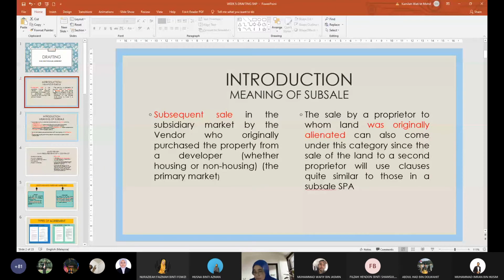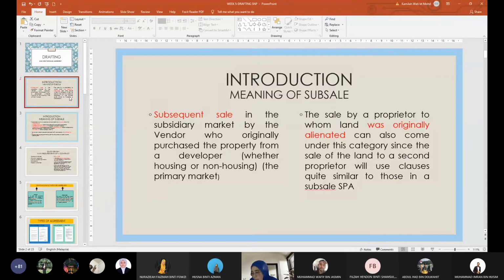So when we talk about sale, we are referring to a subsequent sale by a person who actually bought a property from the housing developer or non-housing developer. Rumah, kita panggil rumah second hand lah, rumah yang dah dimiliki oleh seseorang yang dulunya beli daripada pemaju ataupun bukan pemaju perumahan. Subsequent sale. So subsequent sale ni kita panggil dia subsidiary market.